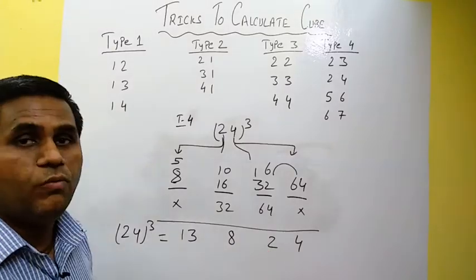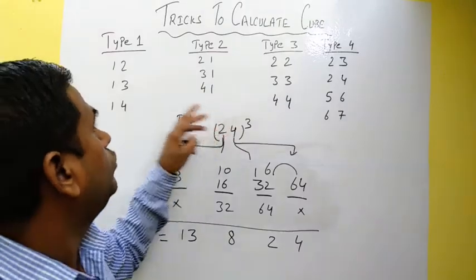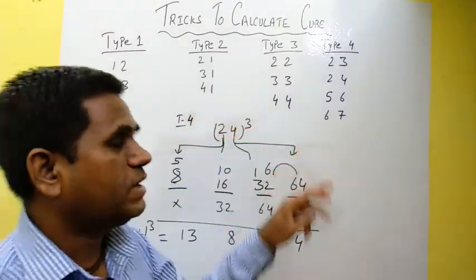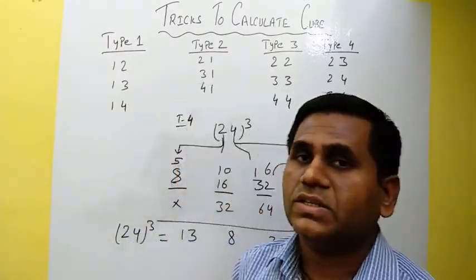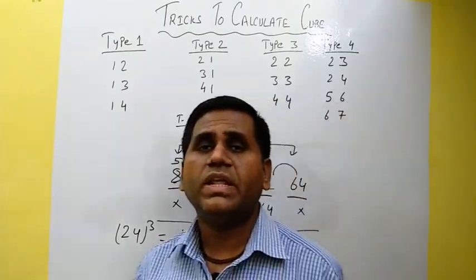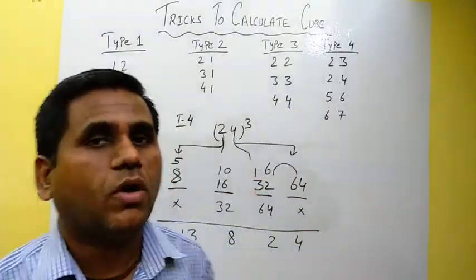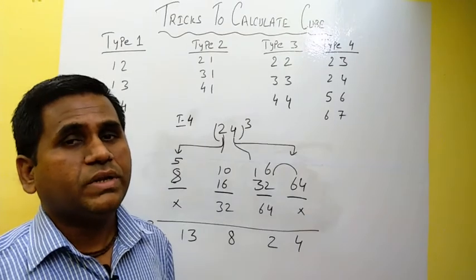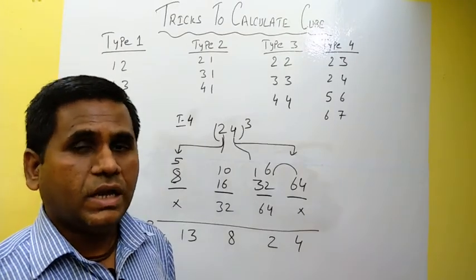Fine. So with this we have completed two problems from each type, and if you practice more, you will be very quickly able to calculate the cube of any number given between 11 to 100.